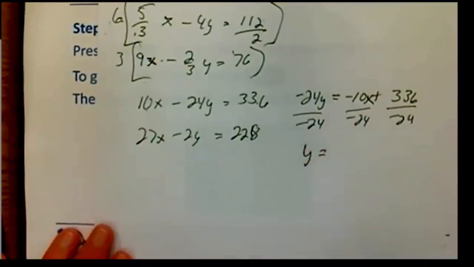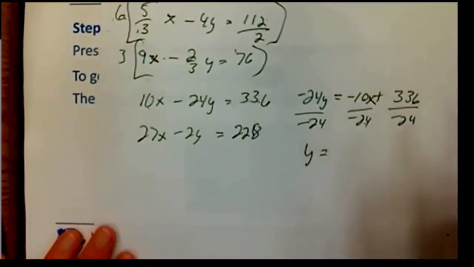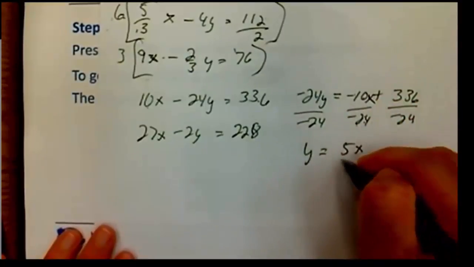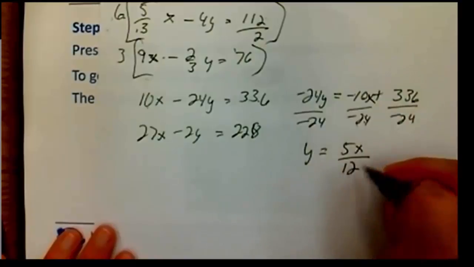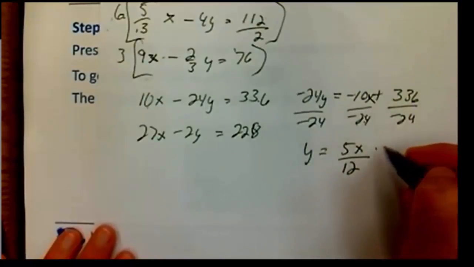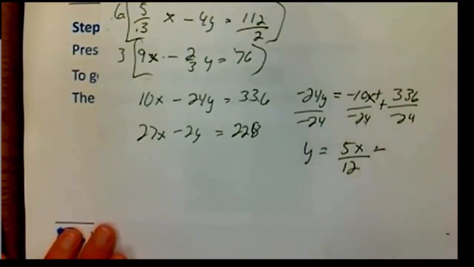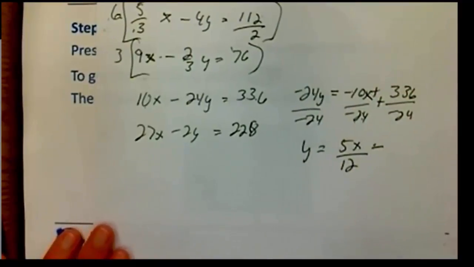And I find y is equal to, canceling these out, and the negative is going to go away, I get 5x over 12. And then over here, the same thing. It's going to be a negative. And 24, and that, 336. Whoops.